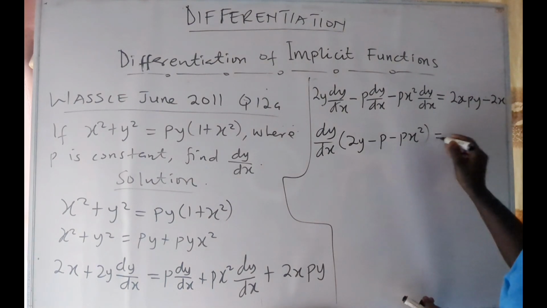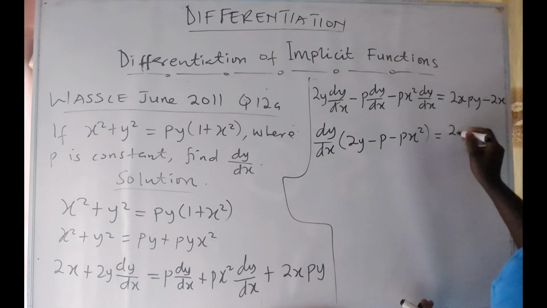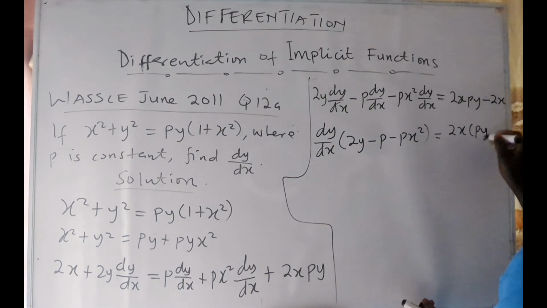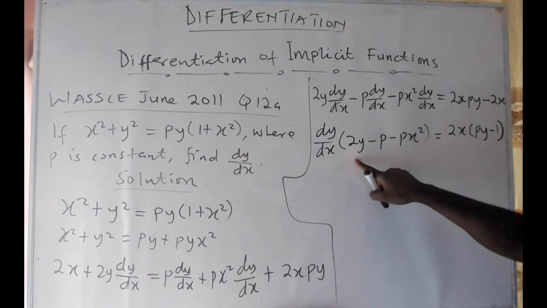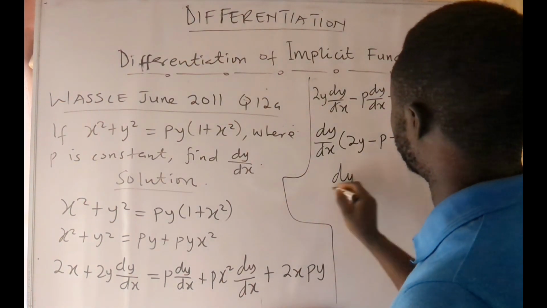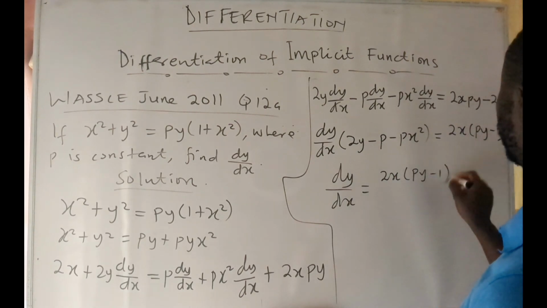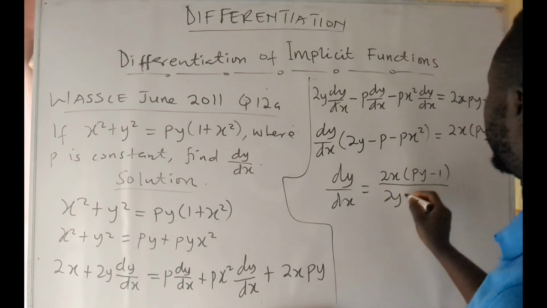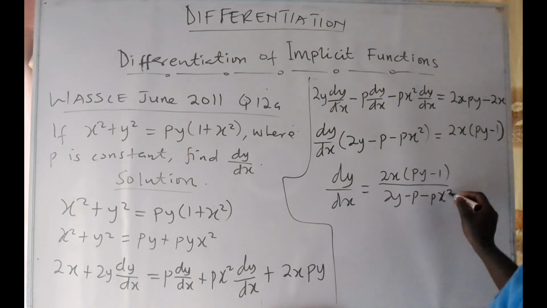Equal to, here too, if you like, you can factor 2x out, so that I have 2x, py minus 1. All right. So what we do is to divide through by 2y minus p x squared. So our dy on dx will be equal to 2x py minus 1, all divided by 2y minus p x squared.